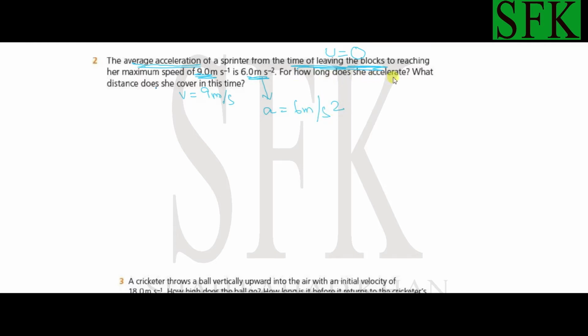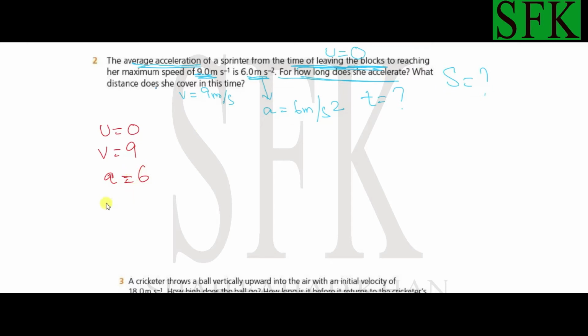For how long does she accelerate, meaning the time of the acceleration, and what distance does she cover in this time? The distance is also asked. Both things are asked and the data is given. Let's first gather our data. Initial velocity is 0, final velocity is 9, acceleration is 6, time and distance are asked. So let's use an equation of motion that can give us the value of time and does not involve s.